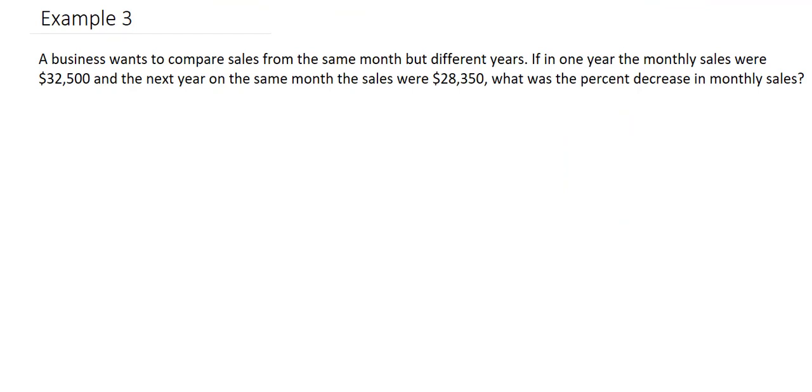So example 3, a business wants to compare sales from the same month but different years. In 1 year, the monthly sales was $32,500. And then the next year on the same month, the sales were 28,350. What was the percent decrease in monthly sales? So we have a starting amount, and we have a new amount. So let's go ahead and start filling this in.